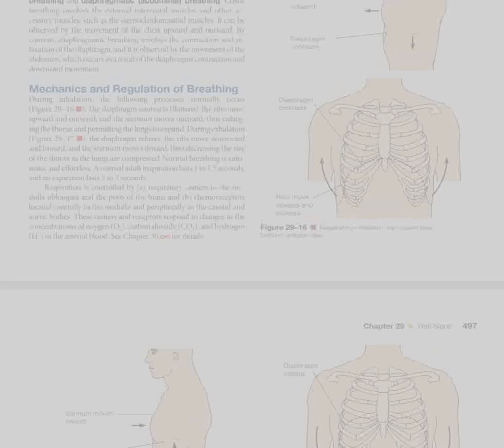Sternum moves outward. Diaphragm contracts. Ribs move upward and outward. Figure 29-16. Respiratory inhalation. Top, lateral view; bottom, anterior view.